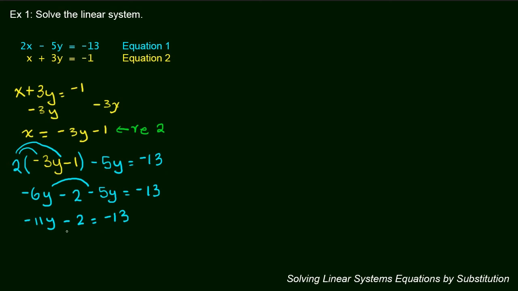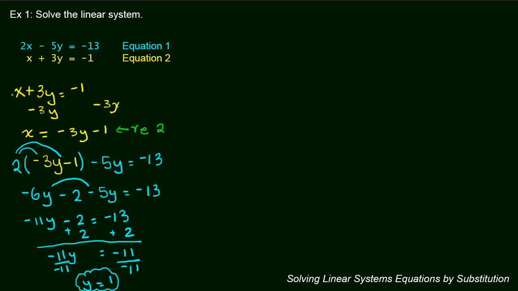Isolate the negative 11y by adding 2 on both sides. I get negative 11y is equal to negative 11. Solve for y by dividing every term by negative 11. And y is equal to negative divided by a negative is positive, 11 divided by 11 is 1, y equals 1.